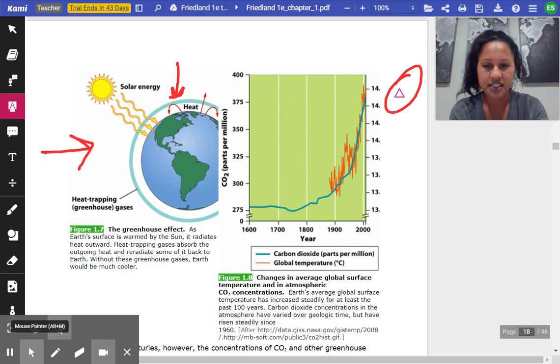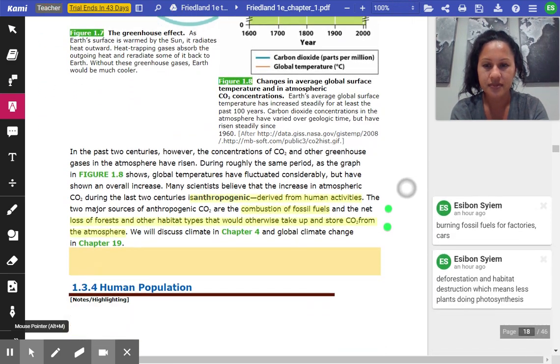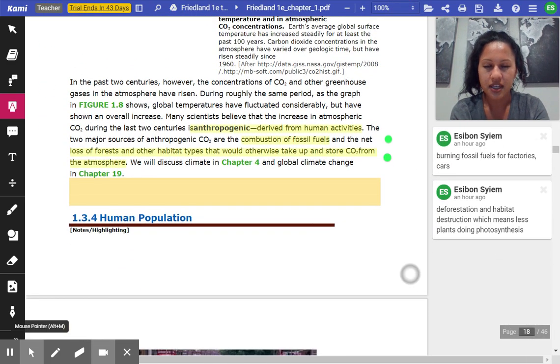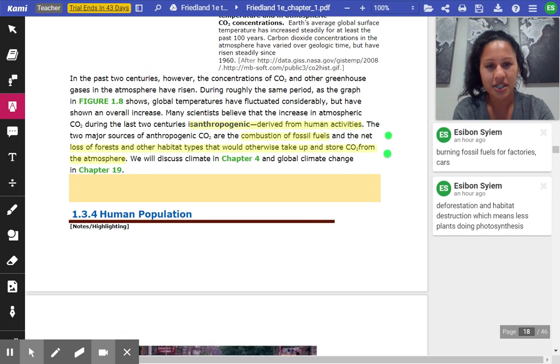On the right side, you can see the global temperature and the relationship to the amount of carbon dioxide. Scientists do believe that we are the main cause of increased CO2. So it's anthropogenic, caused by our activities, which is definitely a possibility, right? From factories, cars, producing more products, and transporting things, a lot of CO2 is produced.